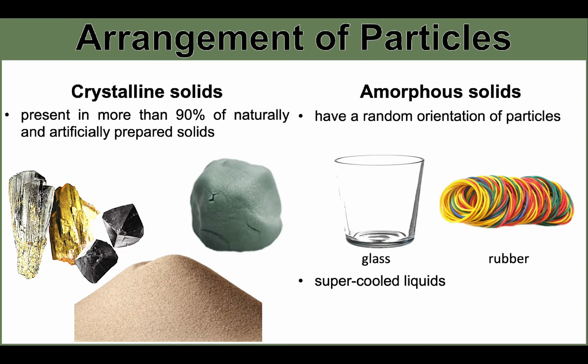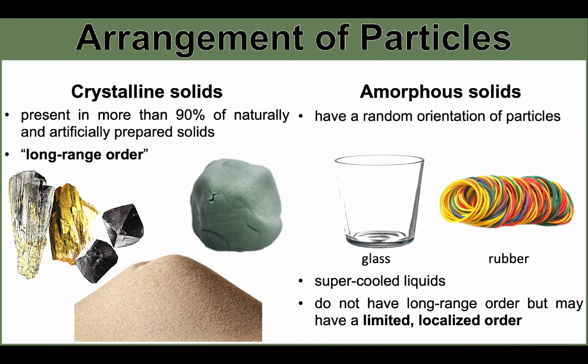Now, the repetition of structural units of the substance over long atomic distances is referred to as long-range order. Okay, so amorphous solids such as glass are like liquids. They do not have long-range order but have limited localized order in their structure. So the presence or absence of long-range order in the structure of solids results in a difference in the behavior of the solid when heated.